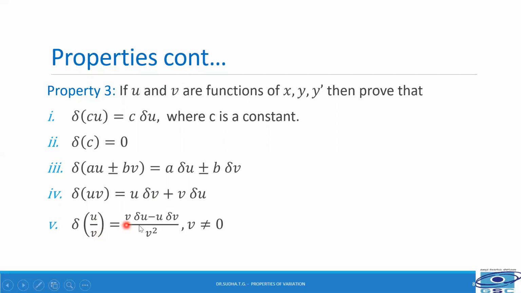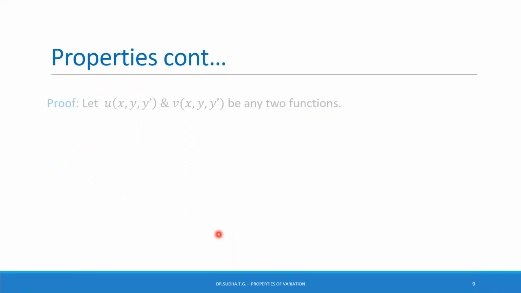So V into variation of U minus U into variation of V, divided by the denominator square, that is V square, provided V is not equal to 0. Now in this third property we need to prove all these five. So let us begin with the first one.